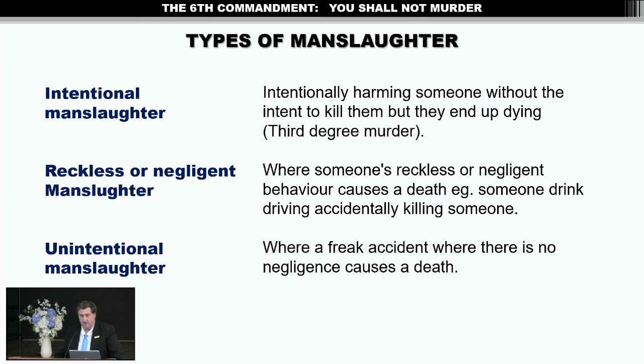Now, just as there are different types of murder, there are also different types of manslaughter where a life is taken accidentally. There is intentional manslaughter, which is third degree murder, where someone intentionally harms someone without the intent to kill them, but they end up dying anyway. Then there is reckless or negligent manslaughter, where someone's reckless or negligent behaviour causes a death. For example, someone who's drink driving and accidentally kills someone in the process. The last category is unintentional manslaughter, where a freak accident where there is no negligence causes a death.